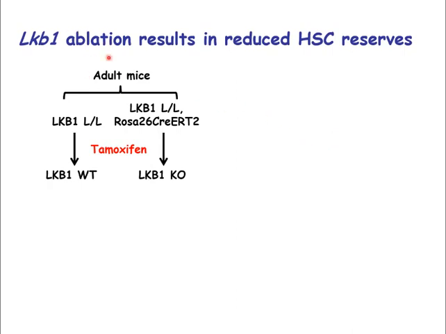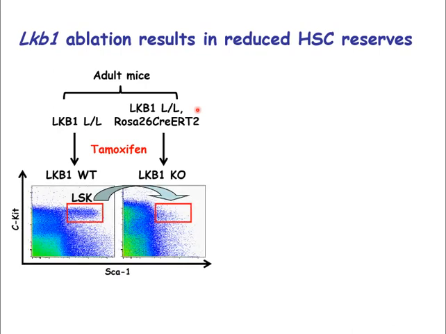In this study, we used the LKB1 conditional knockout mouse models in which we can induce the LKB1 deletion in the adult mice by simply treating the mice with tamoxifen, so that can induce the activation of CreERT2, which can then mediate the targeted gene deletion. So in this case, we induced the LKB1 deletion in the adult mice, and we found a very striking phenotype. That is, we see a very dramatic reduction of the hematopoietic stem cell pools. So the hematopoietic stem cells quickly depleted after we delete LKB1 in the adult mice.